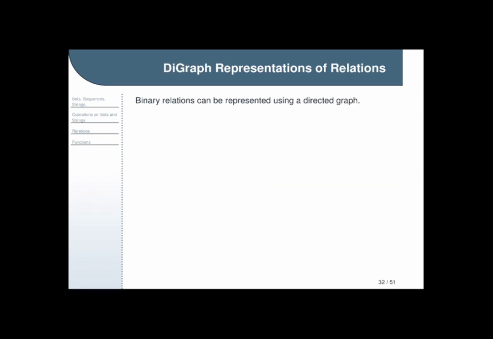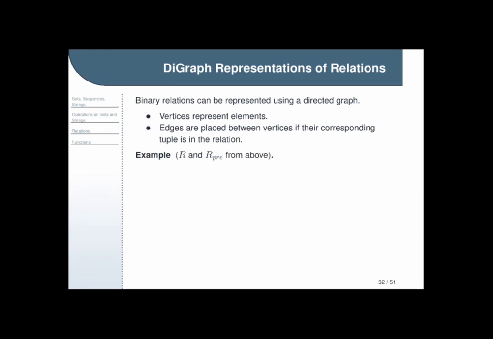Another way of representing a relation that can be useful is through a directed graph, or a digraph. And in this representation, we take all of the elements in the set that we're working with, and we represent them as vertices in the graph. So we'll do this in a minute, and then we place edges between the vertices if their corresponding tuple is in the relation. So here's the example again using the same 2 relations.